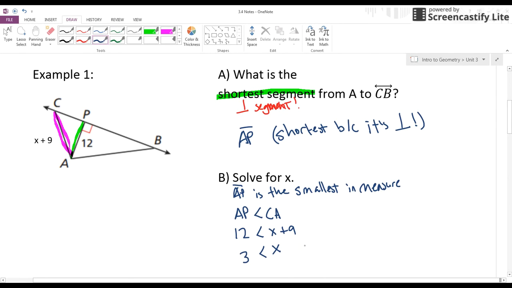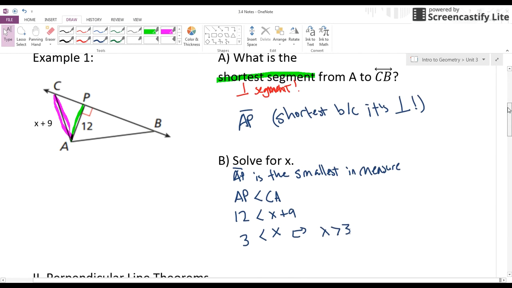I don't care if you write this as 3 is less than x or x is greater than 3, they mean the same thing. It's up to you how you want to write that order. But again, this is a little tricky. We're not writing an equation. It's going to be an inequality because that side, CA or AC, is not going to be the same length or even smaller than AP. So we want to use the inequality sign to create the problem.